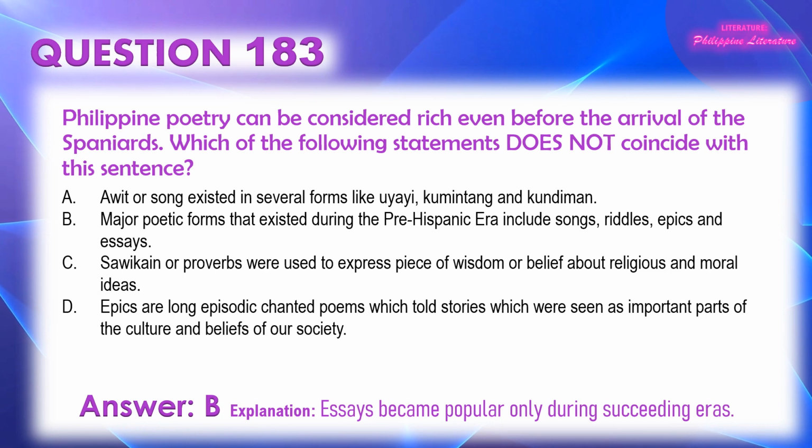Question 183. Philippine poetry can be considered rich even before the arrival of the Spaniards. Which of the following statements does not coincide with this sentence? Answer B. Major poetic forms that existed during the pre-Hispanic era include songs, riddles, epic, and essays. Only one word makes the sentence wrong, which is the word essay. Essays became popular only during the succeeding eras.